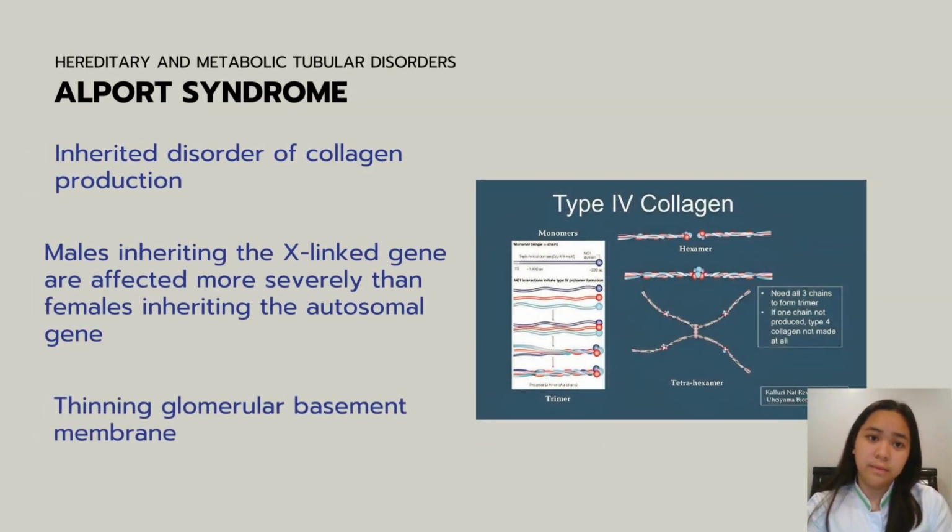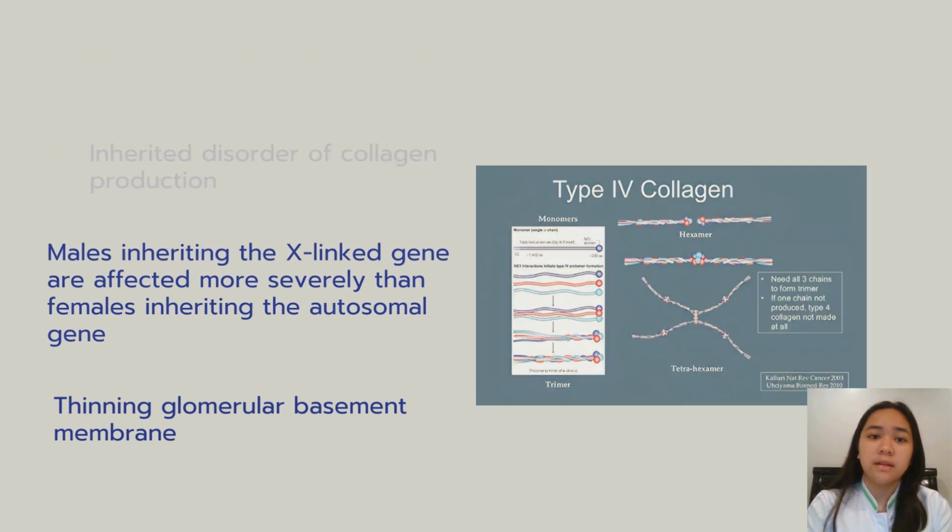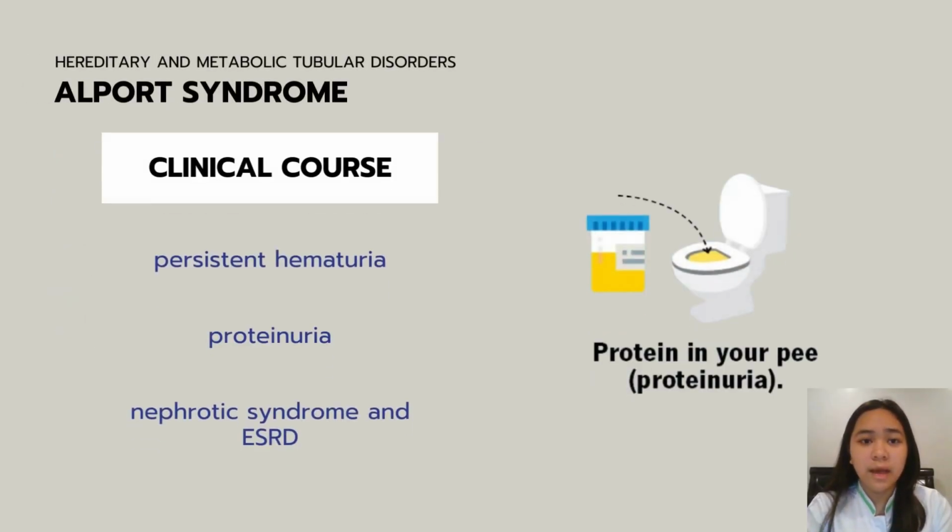For Alport syndrome, it is an inherited disorder of collagen production. It is sex-linked and an autosomal genetic disorder wherein males inheriting the X-linked gene are affected more severely than females inheriting the autosomal gene, where thinning of the glomerular basement membrane occurs. For its clinical course, we have persistent hematuria, proteinuria, and renal insufficiency in later life to nephrotic syndrome and ESRD.